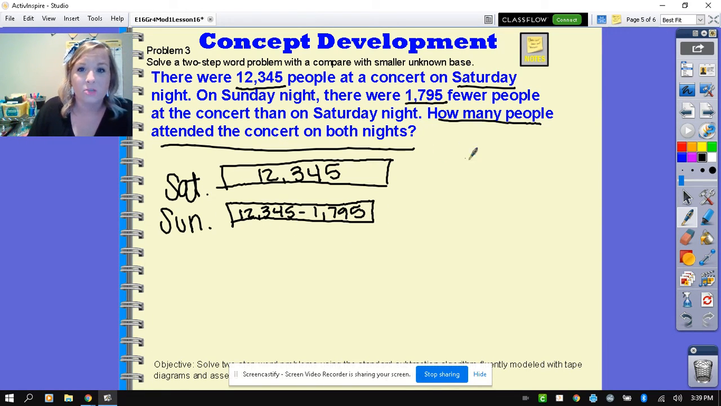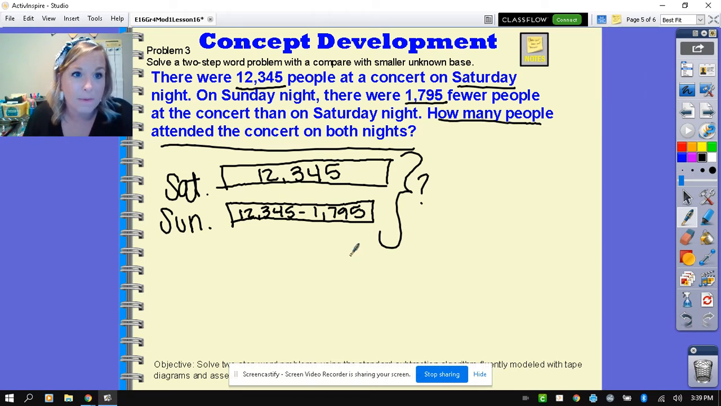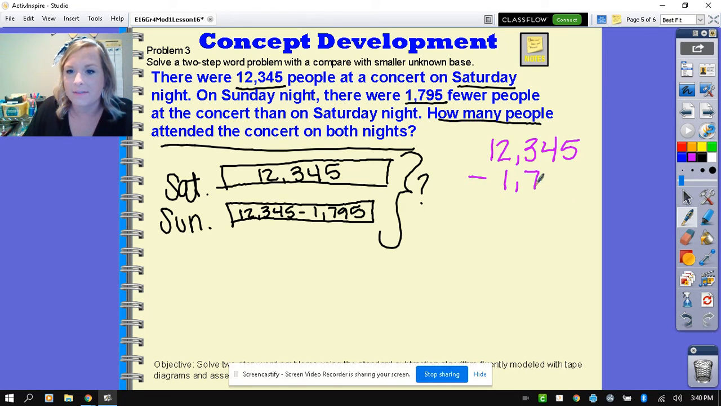But our overall question was, how many people attended the concert on both nights? So what our true thing that we're trying to find is, what's our total between the two nights? So our first step is going to be finding how many people were there on Sunday. I'm going to go ahead and do this in purple. So we need to see 12,345 minus 1,795. Because it said there were 1,795 fewer people there on Sunday than there were on Saturday.